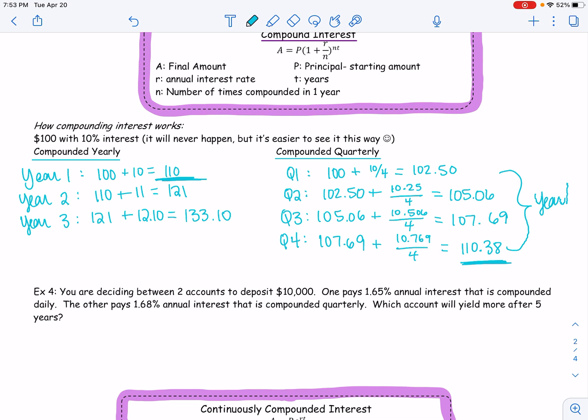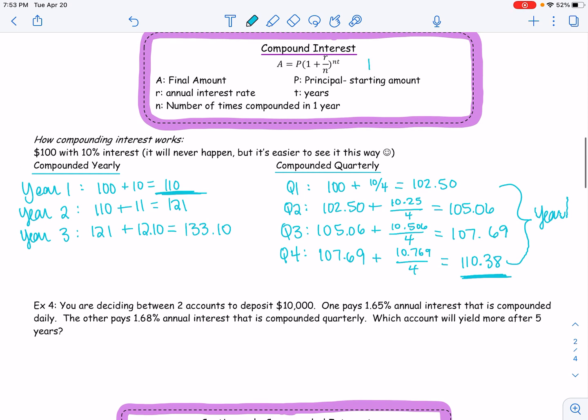So now let's do a problem, and we're going to use this model because it's really exactly what we just did in the compounding quarterly one. So it says you were deciding between 2 accounts to deposit $10,000. One of them pays 1.65% annual interest that is compounded daily. The other pays 1.68% annual interest that's compounded quarterly. Which account will yield more after 5 years?